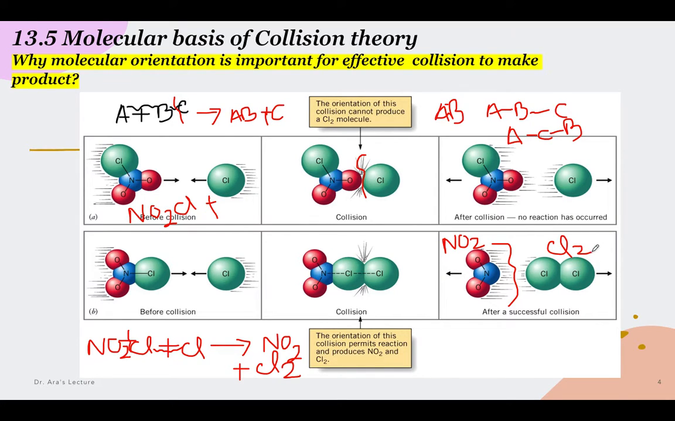But if we look here, in place of chlorine, this chlorine comes close to oxygen. That means the correct product will not be formed. No reaction has occurred. This is why orientation is very important and crucial, and we can see how it plays a role in breaking a bond and making a new bond, that means to proceed the whole reaction.